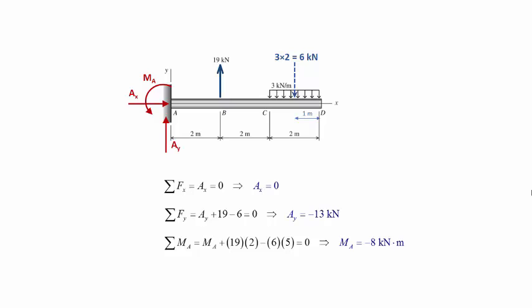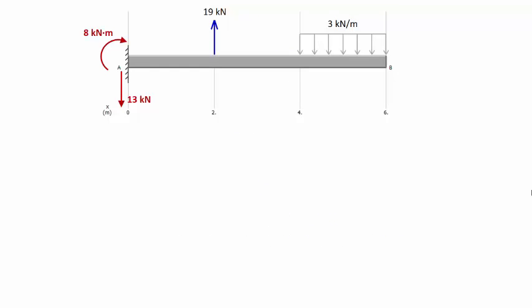Okay, so once we have the reaction forces and moments at the support, we are going to be drawing the corresponding shear force and bending moment diagrams. So here I have a free body diagram of our beam with the reaction forces with their values and the correct directions of those forces and moments. And the first thing that I'm going to be drawing is the shear force diagram.